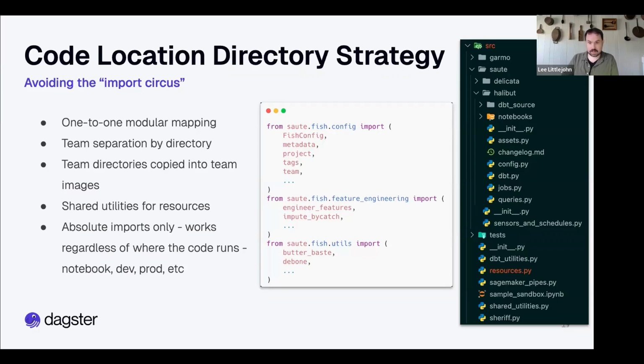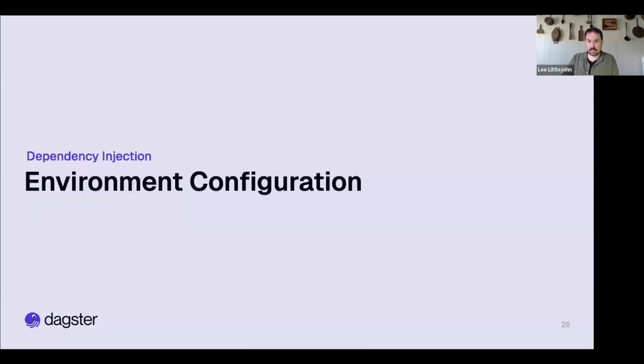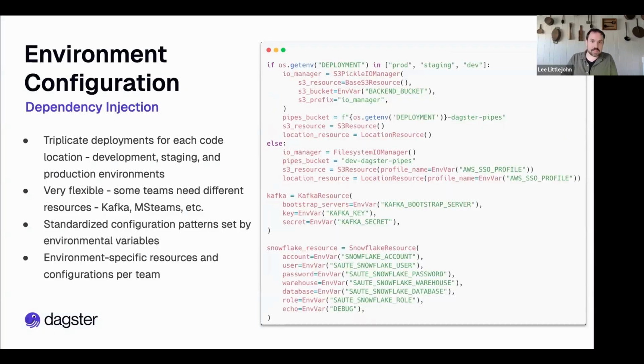Let's talk about how we configure things across environments. For each code location, we've got triplicate deployments, development, staging, and prod. Each environment has its own set of configuration options specific to that team. So different teams might need different resources. For example, one team might need Kafka integration, another needs MS Teams for notifications. Our configuration approach accommodates these differences while maintaining consistency, thanks to the Dagster resource construct.